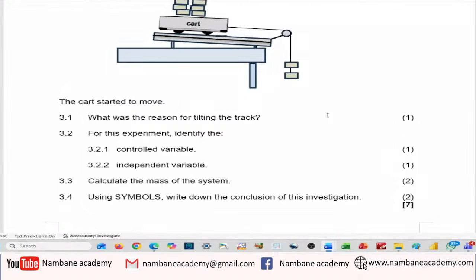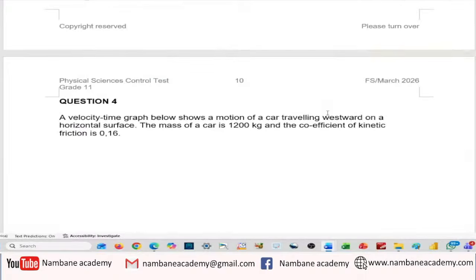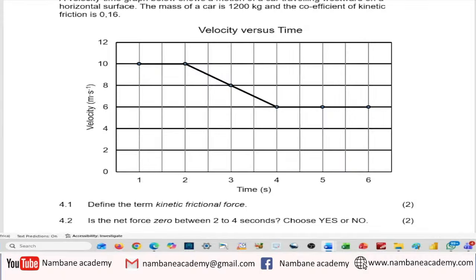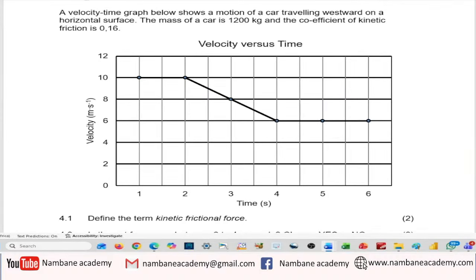There seems to be no hands and nothing on chat, so you can move to question 4 then. Question 4, the velocity time graph below shows the motion of a car traveling westward on a horizontal surface. The mass of the car is 1,200 kilograms and the coefficient of kinetic friction is 0.16. We have a velocity versus time graph there for the car, colleagues.